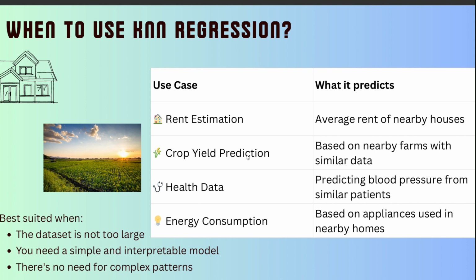Then crop yield prediction, like predicting how much a farm might produce. Health data, like estimating a patient's blood pressure. Then energy consumption, like predicting home electricity usage based on similar homes. It is best suited when the data is not too large. It won't work for very large datasets, and you need a simple and interpretable model, and there is no need for complex patterns.